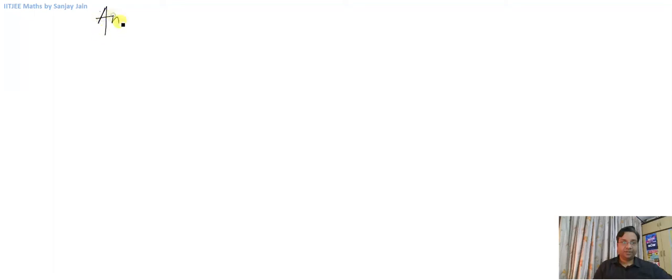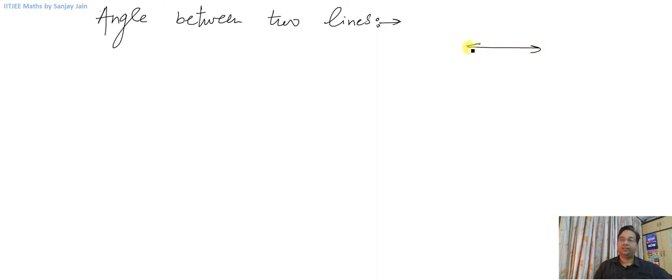I will speak about the angle between two lines in this lecture. Let us say two lines are parallel to each other, what will be the angle between these two lines? 0 degrees. If two lines are perpendicular to each other, what will be the angle between these two lines? It will be 90 degrees, right?